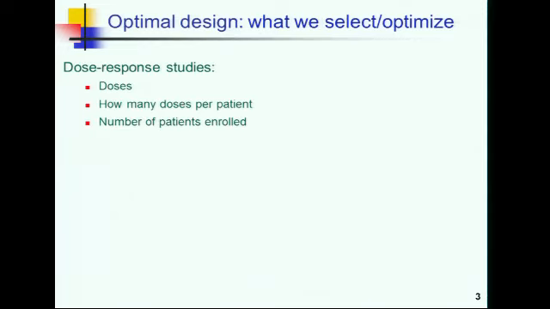Optimal design: what we are trying to select or optimize. When we consider dose response or dose ranging studies, we are looking for the best doses, and I'll talk about what I mean by best, how many doses to select per individual patient, and we try to find the number of patients which are enrolled in this study.